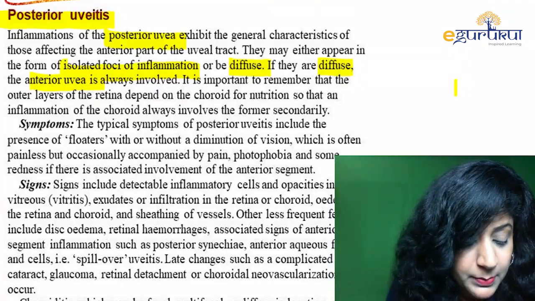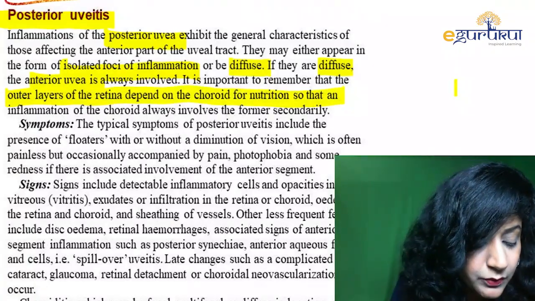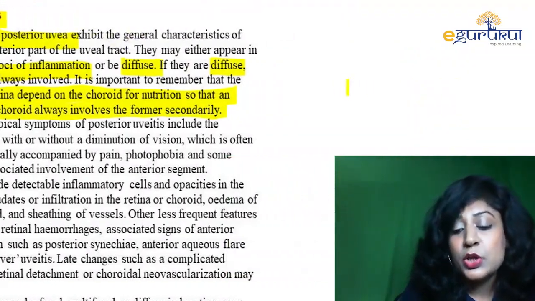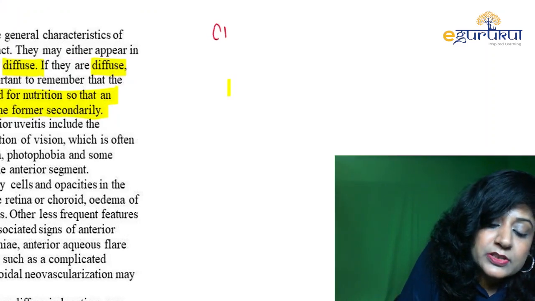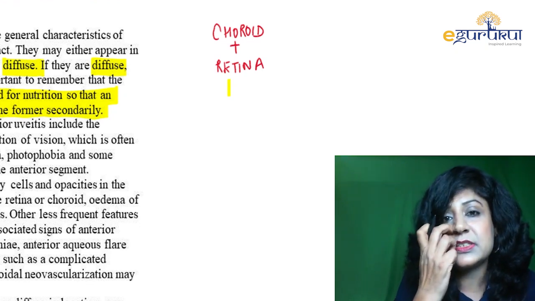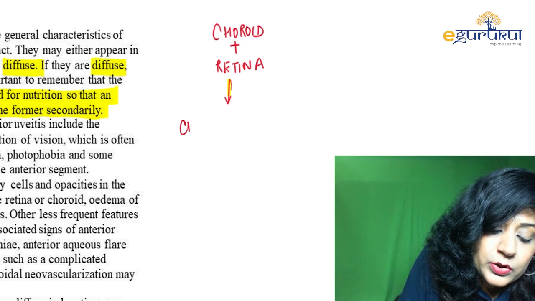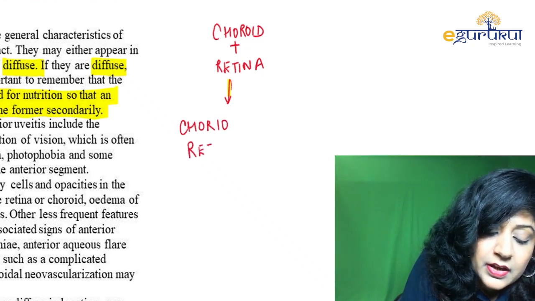It is important to remember that the outer layers of the retina depend upon the choroid for the nutrition, so an inflammation of the choroid is always involving the retina. So basically we do not have a pure choroiditis, because inflammation of the choroid always involves the retina also, as the outer four layers of the retina depend upon the choroid for its nutrition. So we will have what you call as the chorioretinitis.